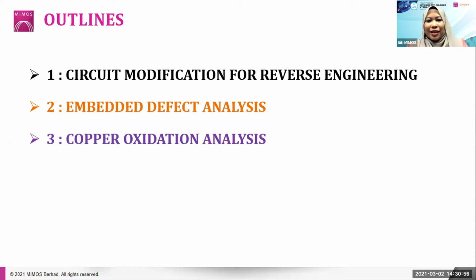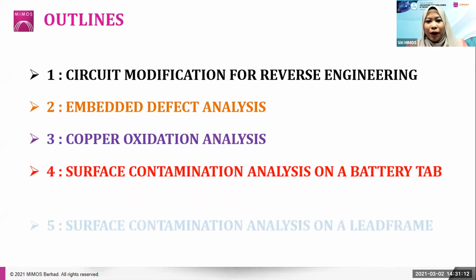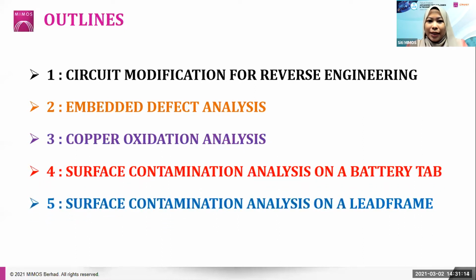So the case study number 3 is regarding a copper oxidation analysis. So this case study is quite interesting as it involves 9 different characterization techniques. From here, it tells you that sometimes you need more than one technique for us to study about the material. And for the case study number 4 and 5, they are actually related to a surface contamination analysis on the battery tap and also on a lead frame sample.